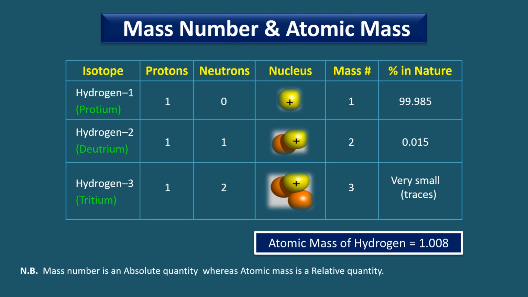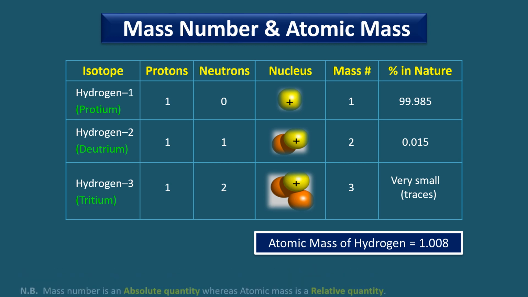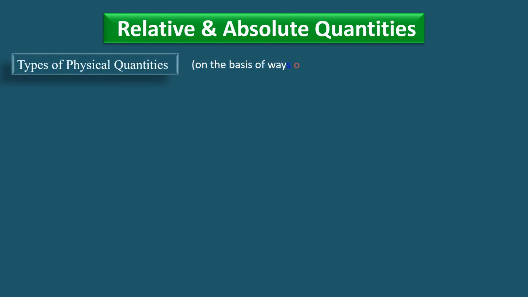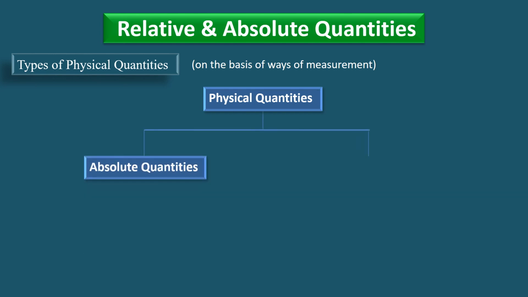One more thing is notable, that mass number is an absolute quantity, whereas atomic mass is a relative quantity. I'm repeating this. Mass number is an absolute quantity, whereas atomic mass is a relative quantity. To understand the term atomic mass, let me first clarify the difference between relative and absolute quantities. On the basis of ways of measurement, physical quantities are of two types: absolute and relative.